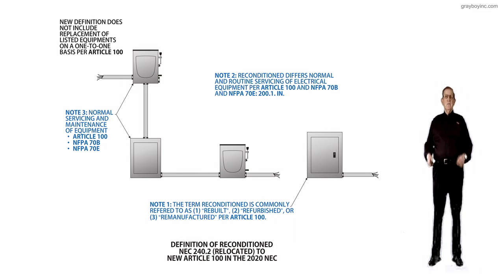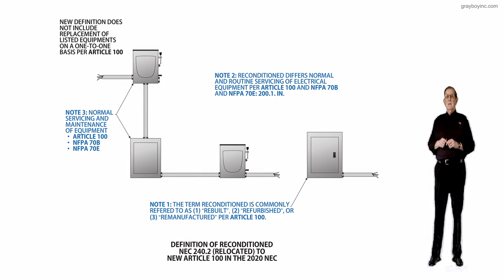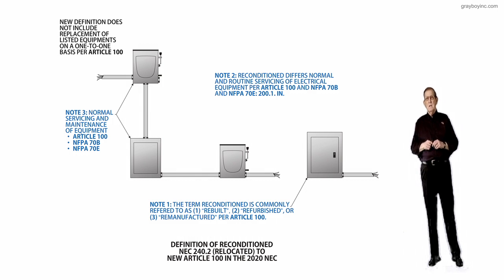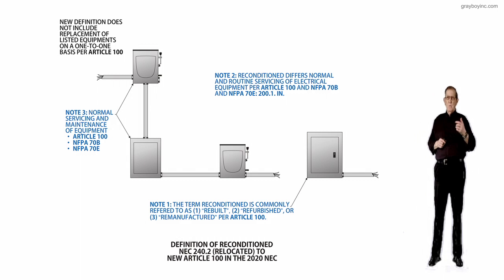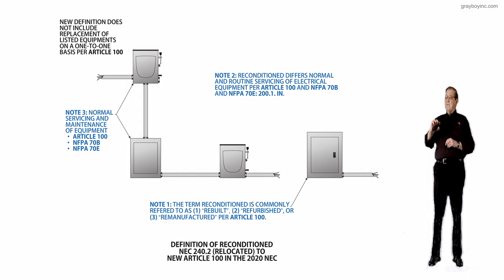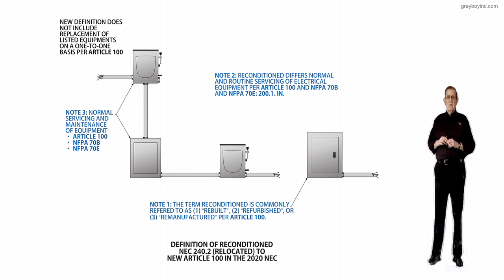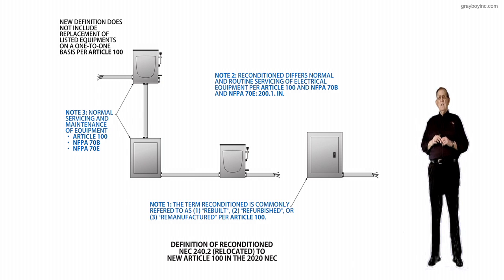This illustration deals with definitions of reconditioned equipment in accordance with 240.2, which has been relocated to this new Article 100 in the 2020 NEC. In other words, this definition used to be in 240.2, but it's been relocated to Article 100 because you might find this term in 2 or more articles of the NEC. The purpose of change, we have a new definition added.